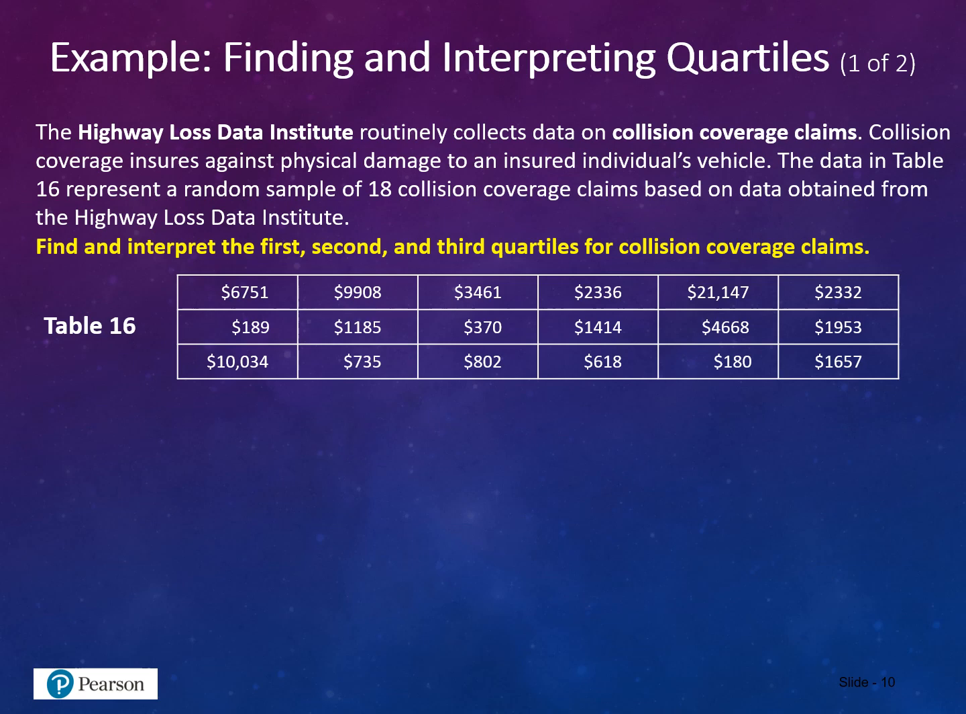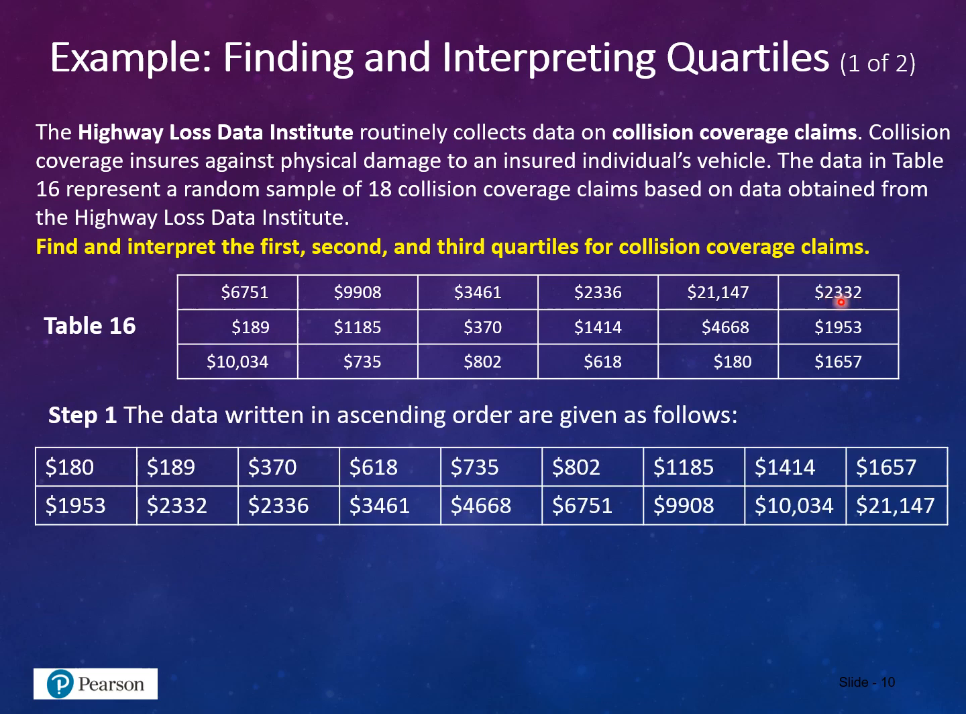Now remember, the first step is for us to rewrite this data in ascending order from the smallest value, looks like 370, there it is, to the largest value. I see a 21,000, maybe that's it. So here's the data, row 1 and then row 2, from smallest 180 to largest 21,000.